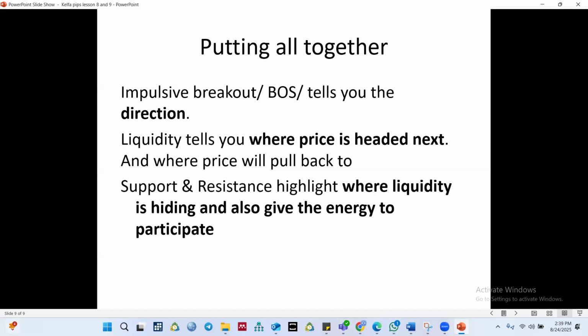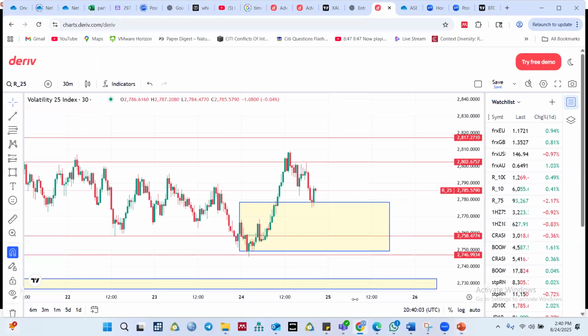And support and resistance will highlight to us where the liquidity is really hiding. And it will also give us the energy to participate in the market. So putting these powerful ideas together, we want to see how that will sound when we go to the chart. So here, I'm going to go ahead to go to a live chart.